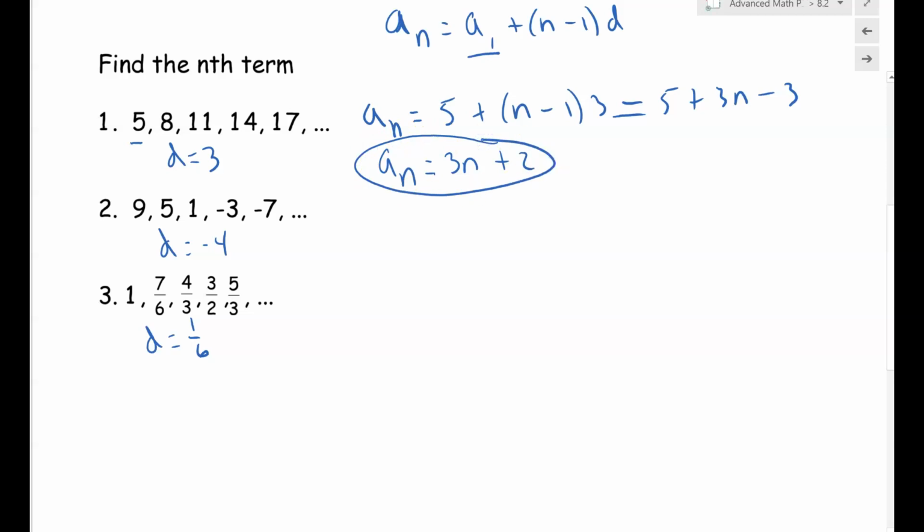Okay, now one of the reasons we get this nth term, and you're going to see this in the next example or the next page, is now that I have an nth term, I can come up with any term. If I want the 10th term of this sequence in number 1, I just go 3 times 10 plus 2, so it would be 32. Okay.